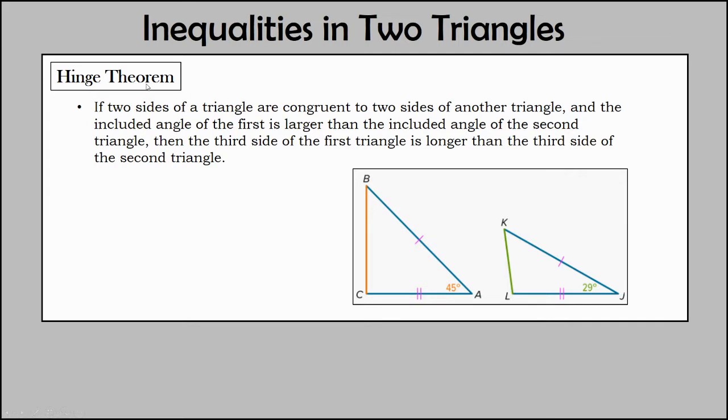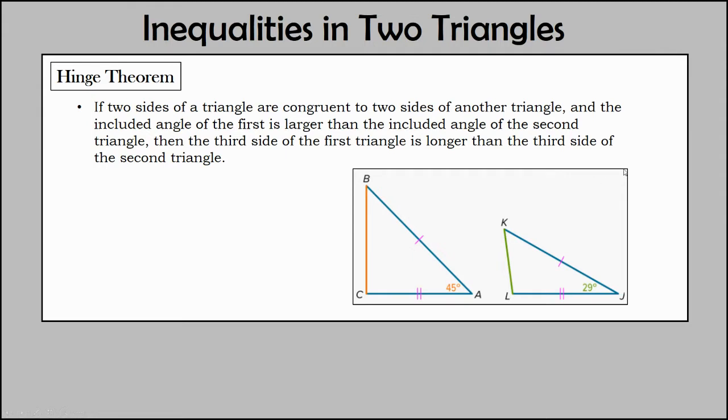The main concept for today is the hinge theorem. Okay, so the hinge theorem, I'm going to read this to you and we'll talk our way through it in a second. It says if two sides of a triangle are congruent to two sides of another triangle, and the included angle of the first is larger than the included angle of the second triangle, then the third side of the first triangle is longer than the third side of the second.